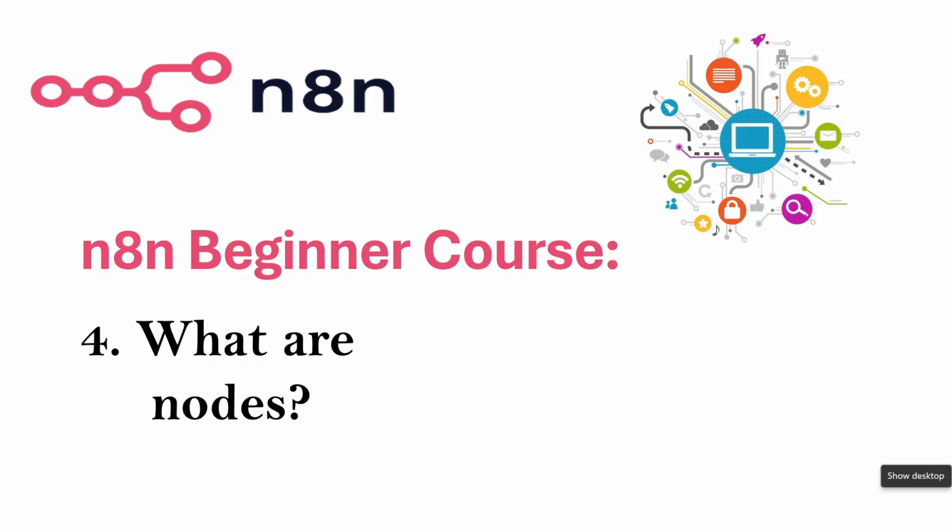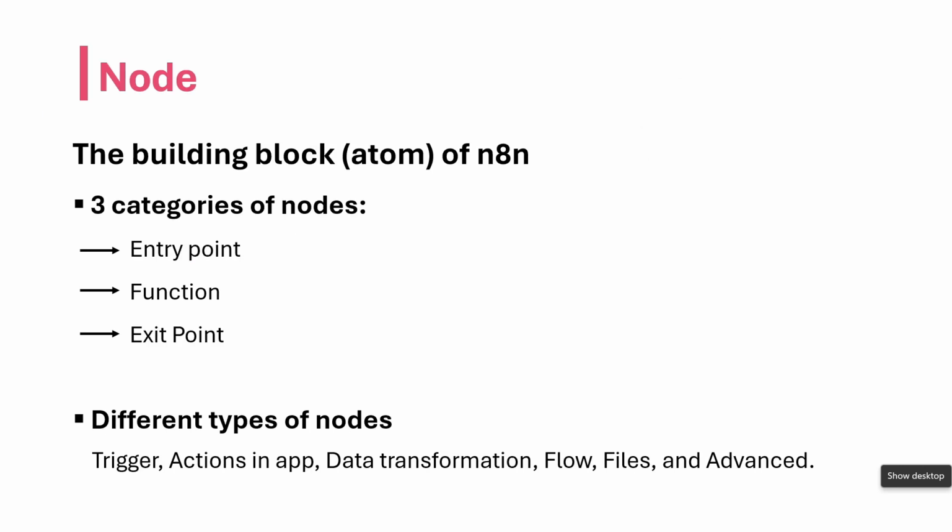There are three main categories of nodes in n8n. First is entry point, second is function, and third is exit point. So the entry point nodes start your workflow. For example, webhook trigger, when an API call hits a URL. Cron node starts on a schedule, then there is a manual trigger when you run the workflow manually. Think of this as the start button for your automation.